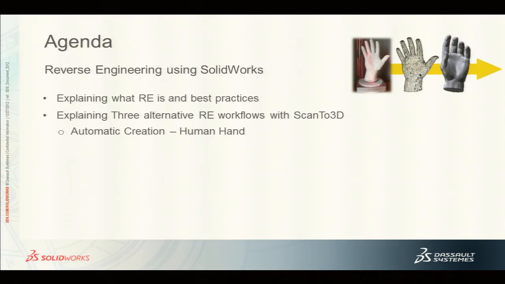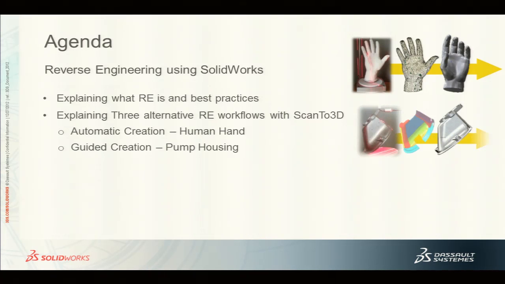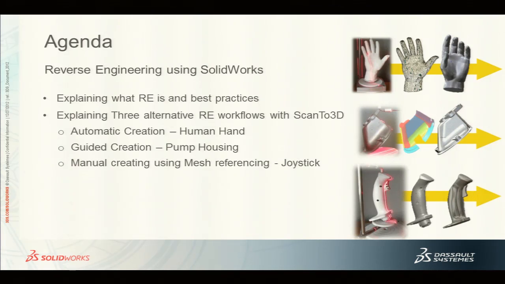You can do automatic surface creation of point cloud and mesh. You can also do what's called guided surface creation for product design, where you want to extract surfaces from the point cloud or mesh. And then, third of all, you can actually just use the mesh and draw directly on top of it with 2D and 3D sketches. Very, very useful. And I would say probably the most versatile workflow of Scan to 3D.